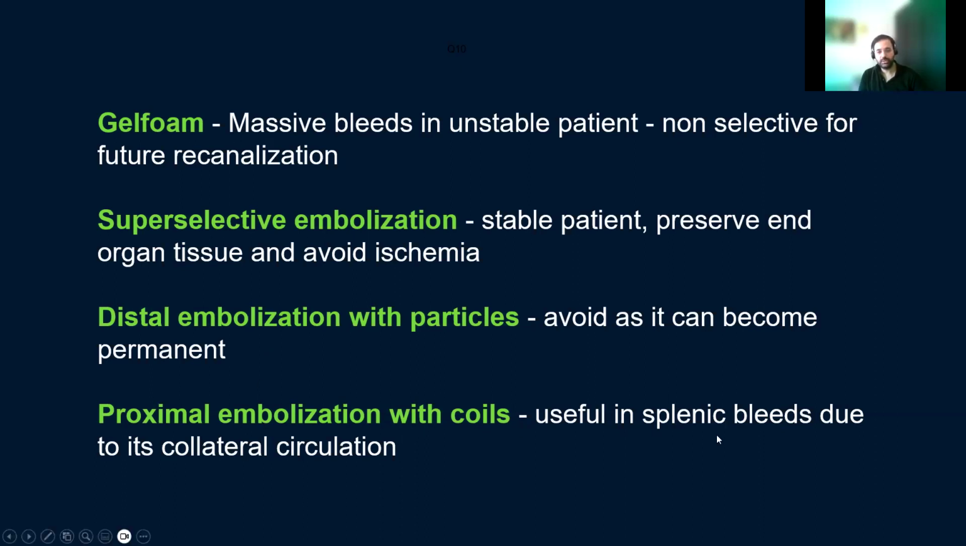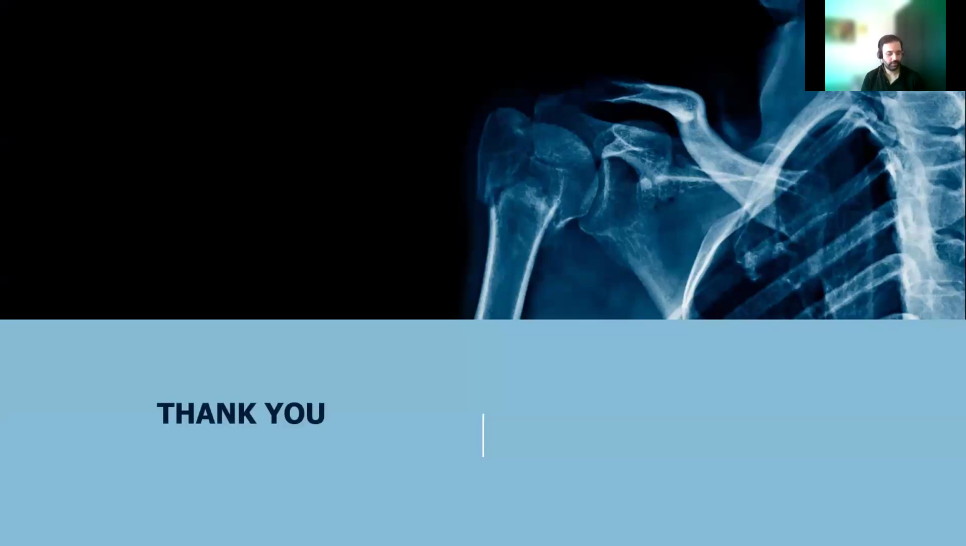Similarly, proximal embolization with coils is for splenic bleeds and collaterals. But the basic point is this: you just want to be non-selective initially, and then as the patient stabilizes, become selective. Depending upon the organ of origin, you do a CT, you identify it, and so on and so forth. Okay, I think this is the end of it.